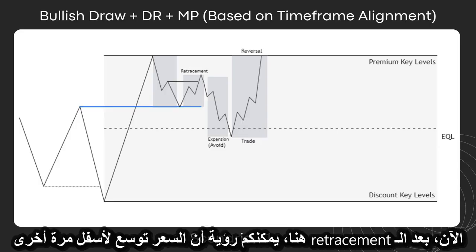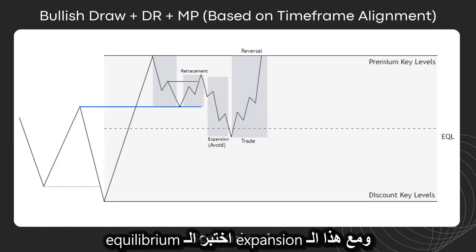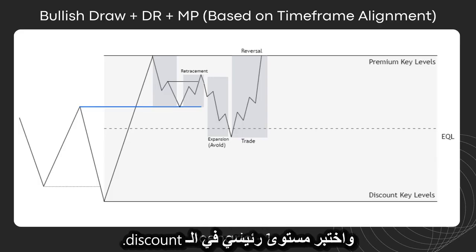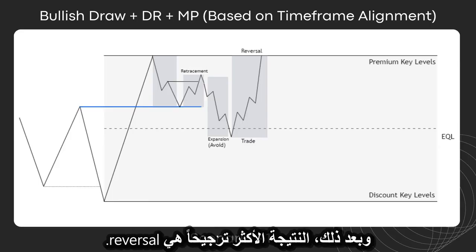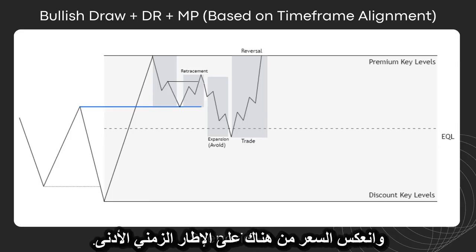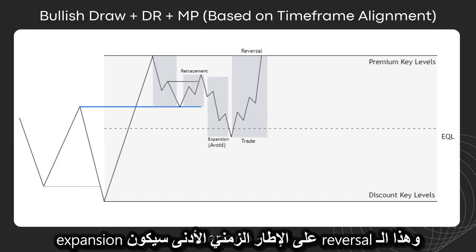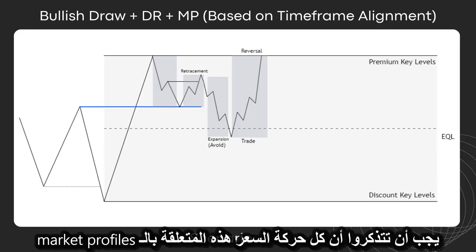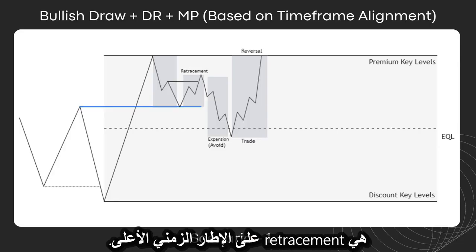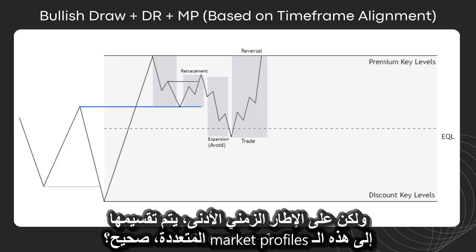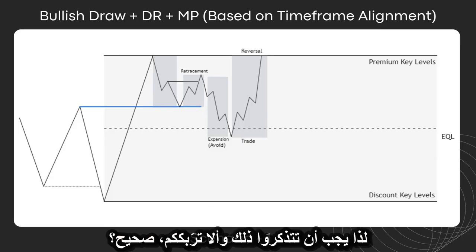Now, after the retracement right here, you can see that price expanded lower again, and with this expansion it tested the equilibrium, went into the discount region and tested a discount key level. After that, the most likely outcome is a reversal, and price reversed from there on the lower time frame, and that reversal on the lower time frame is going to be an expansion on the higher time frame. You need to remember that this whole price action regarding market profiles is a retracement on the higher time frame, but on the lower time frame it's been divided into these multiple market profiles. So you must remember that and not be confused by it.